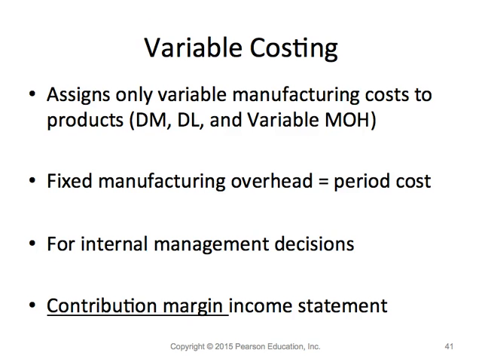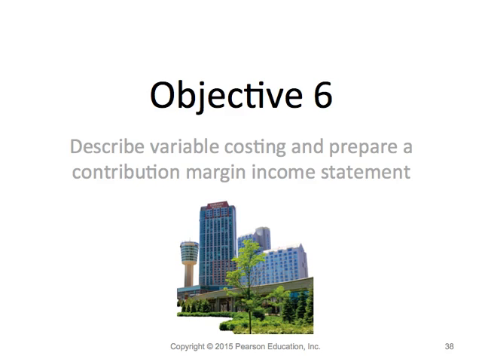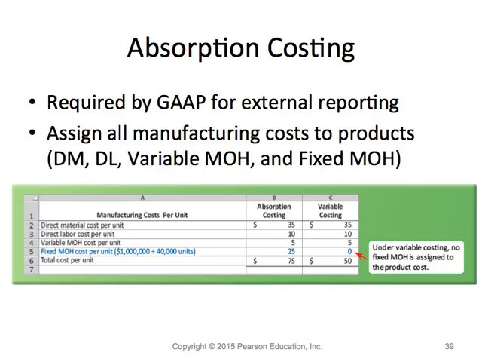Okay, objective number 6 is to look at variable costing and prepare the contribution margin income statement. We're not going to really do the income statement in this class. The book has a very brief one on the income statement. It's very simple, and it's part of financial accounting. What we want to look at here is variable costing and traditional absorption costing.